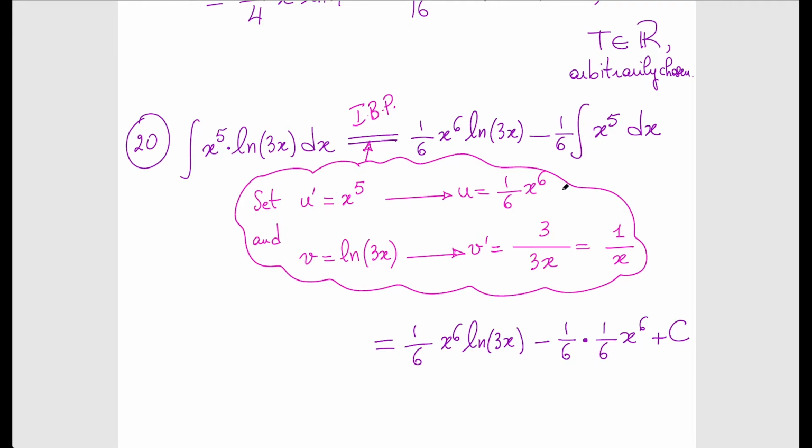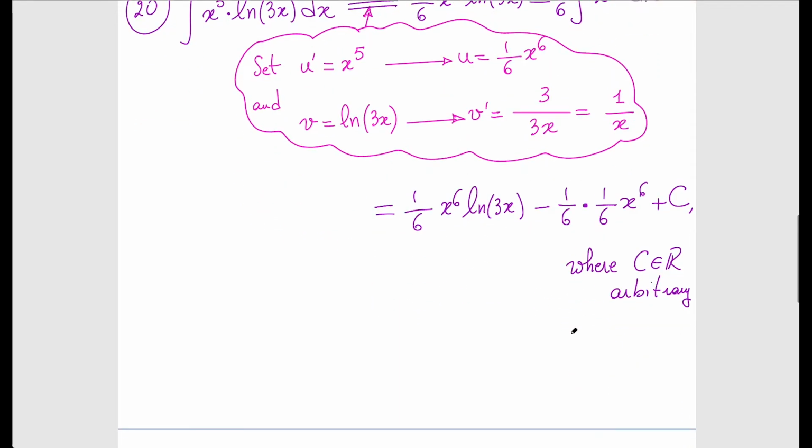Correct? So if you added a constant here, you're going to combine them, and at the end of the day, you're going to have this new constant. And this is arbitrary, right? So where c is an arbitrary constant in R. Sure, this is 1 over 36 and so on. Let's actually write the final answer. So we get 1 over 6 x to power 6 ln 3x minus x to power 6 over 36 plus c, where c is an arbitrary constant.